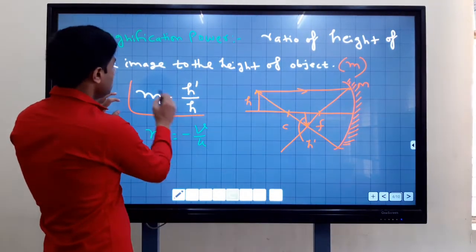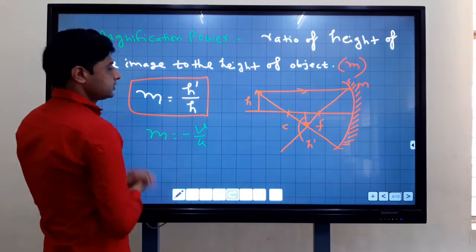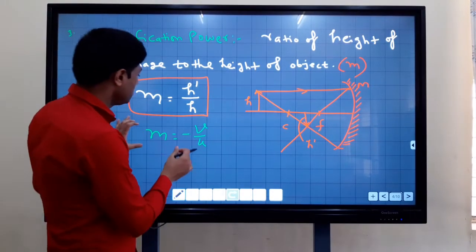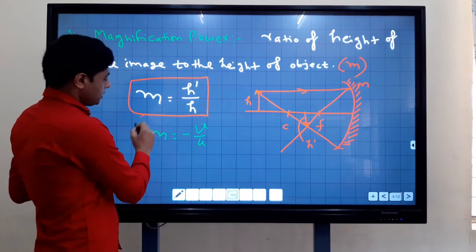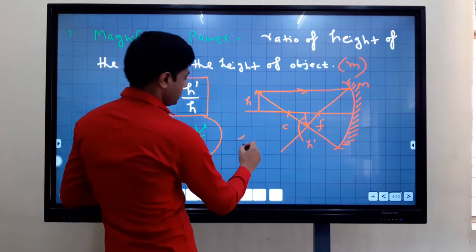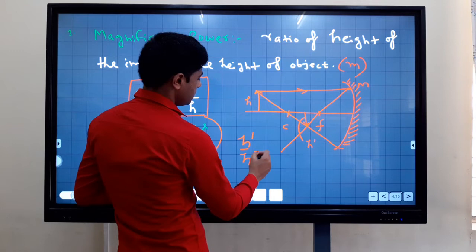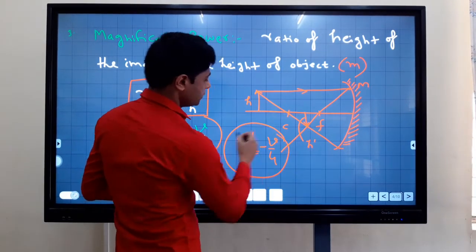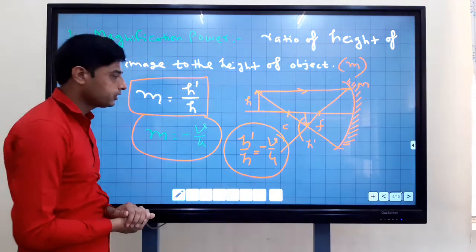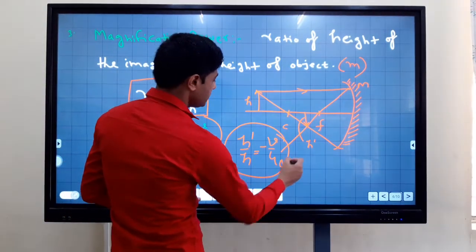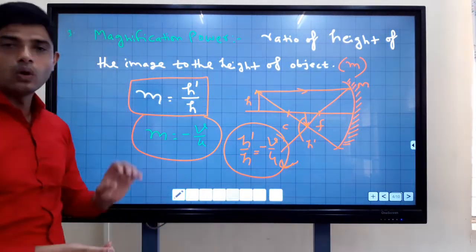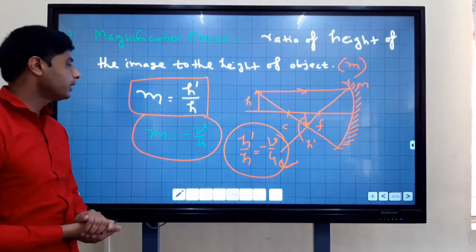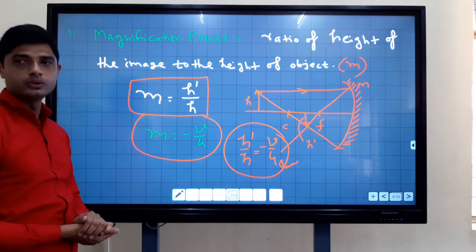So m equal to h dash upon h, and h dash upon h is equal to minus v upon u. We can prove it, but in 10th class you have to learn this relation directly: m equal to minus v upon u.